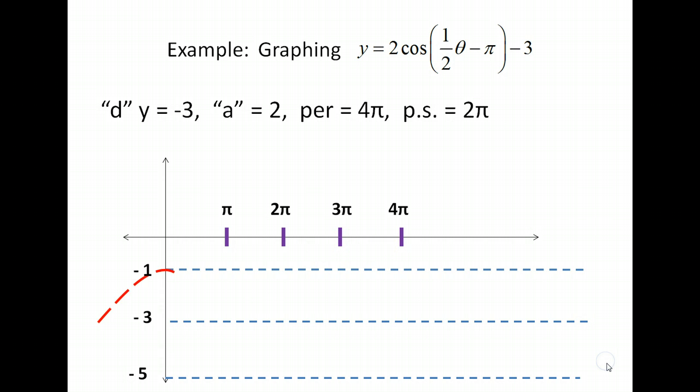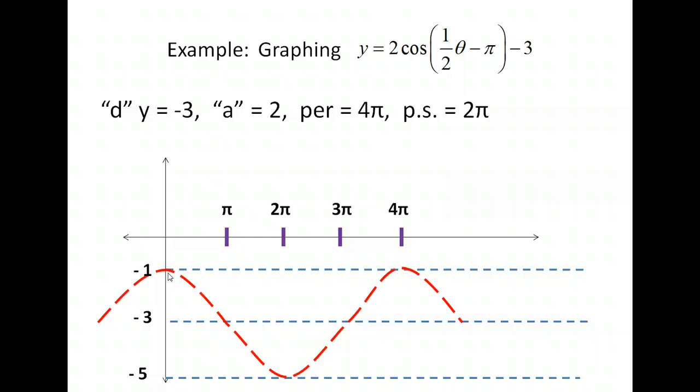Okay, next, let's sketch the cosine curve. A quick reminder, I'm sketching the cosine curve prior to the shift. Right? There's a phase shift that's going to occur, but I want to sketch it beforehand so I know where to move the curve later on.